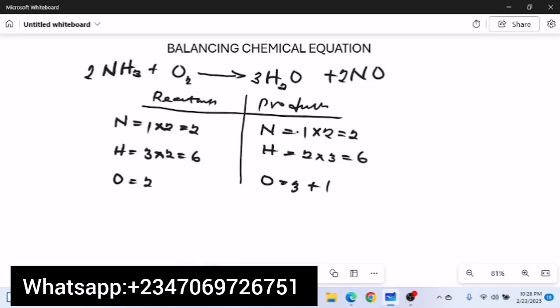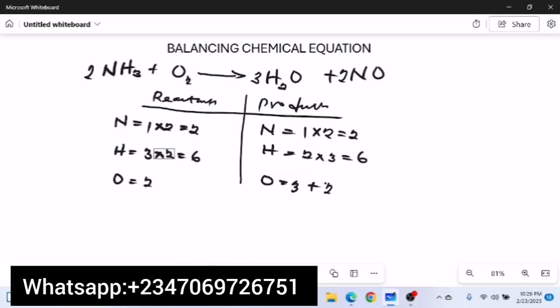So now you observe that I have 2 moles of nitrogen. Nitrogen is balanced on both sides, but these 2 now affect this oxygen. Now I have 3 moles plus 1 mole of oxygen. Now 2 times this 1 mole of oxygen becomes 2. So I can simply take off this 1 and replace it with what? The 2 moles of oxygen. So this becomes 3 plus 2 moles of oxygen.